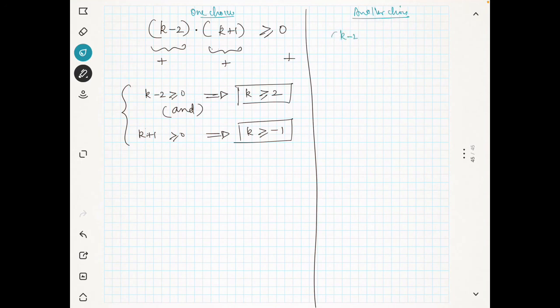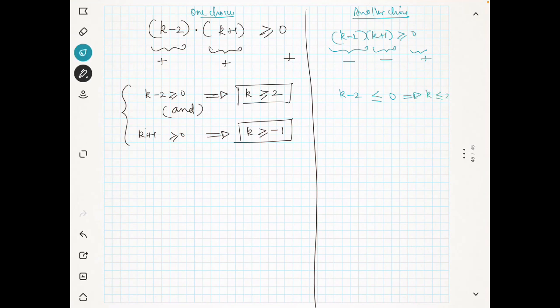You have k minus 2 into k plus 1. This product should be greater than 0. That means you can have this as negative and this as negative. Then this will be what? It will be positive. That means your k minus 2 less than or equal to 0. That means k should be less than or equal to 2.